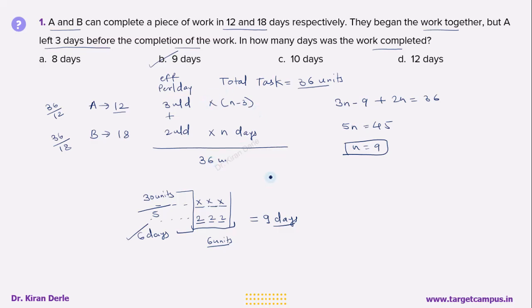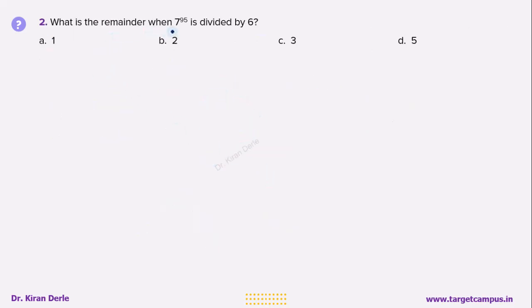Fine. Okay. What is the remainder when 7 raised to 95 is divided by 6? Very simple. See how. 7 raised to 95, so 7 into 7 into 7, you write it 95 times. You don't write it, by the way, but just technically we'll understand.